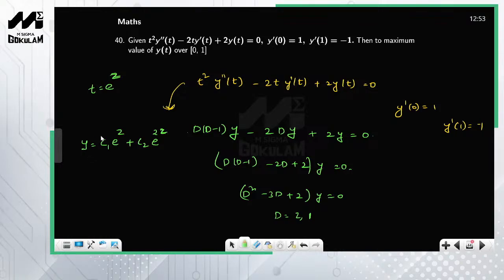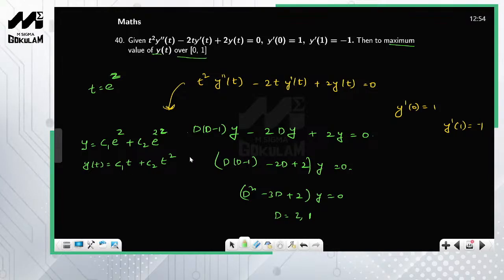So how do you express y in terms of t? So y of t is equal to c1 into e raised to z, which is nothing but t, so therefore t plus c2 into e raised to z whole square, right? So t square. Okay, so you have to find the maximum value of y of t over 0 to 1. You can only find the maximum value of y of t provided you know the values of c1 and c2.